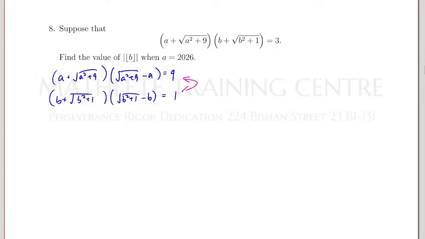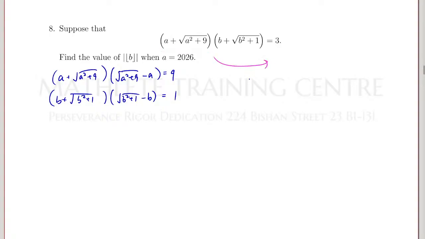So they are probably related to each other in some way. At first I thought about multiplying them together. If I know that this product is 3, then this product is 3 as well. But that doesn't tell you much. Right? That doesn't tell much. So here's the idea. The idea is that you already know what A is.